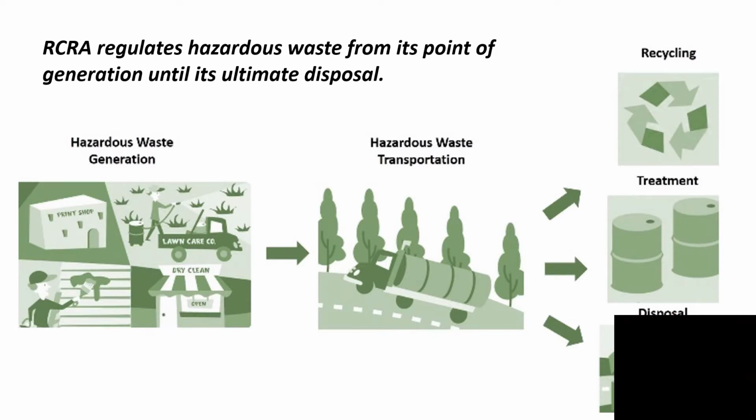RCRA regulates hazardous waste from point of generation until ultimate disposal. This is known as the cradle-to-grave system. The cradle is hazardous waste generation. Next is transportation of this hazardous waste. This can occur through air, rail, roadway, and waterways. Lastly is TSDFs, and they cover the treatment, disposal, and eventually, if possible, recycling of this waste.